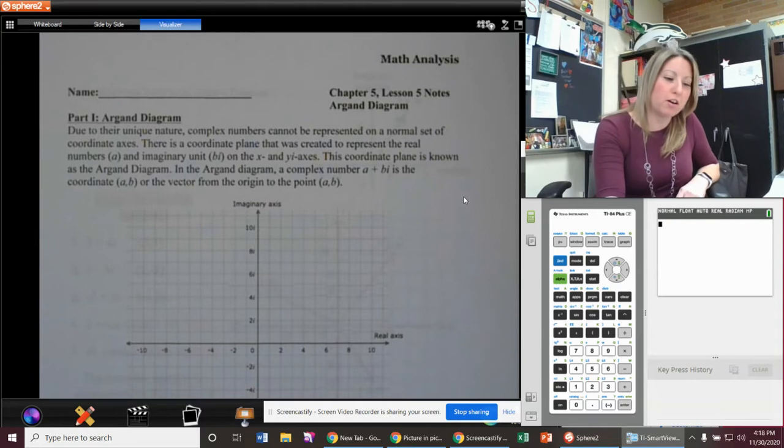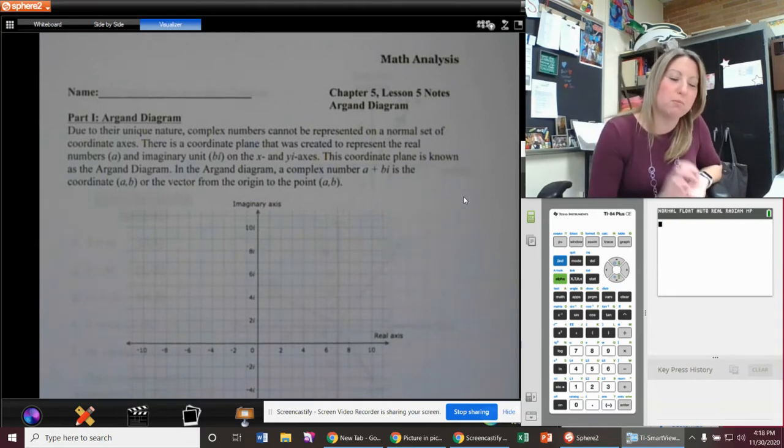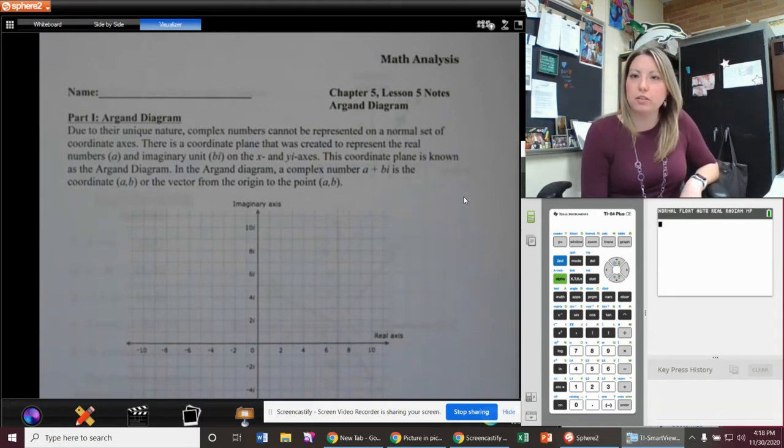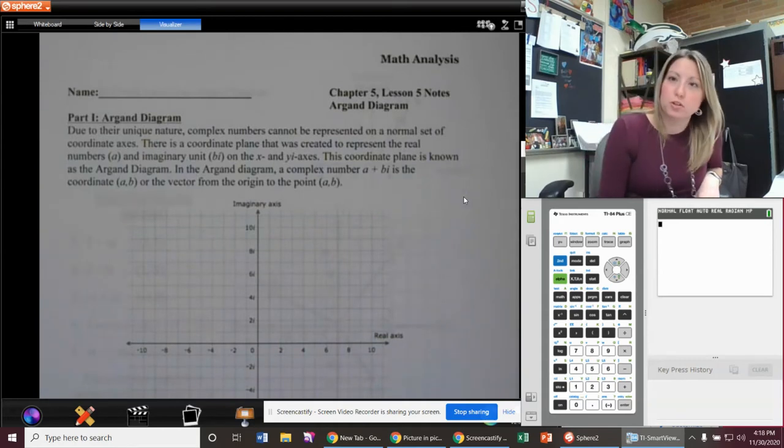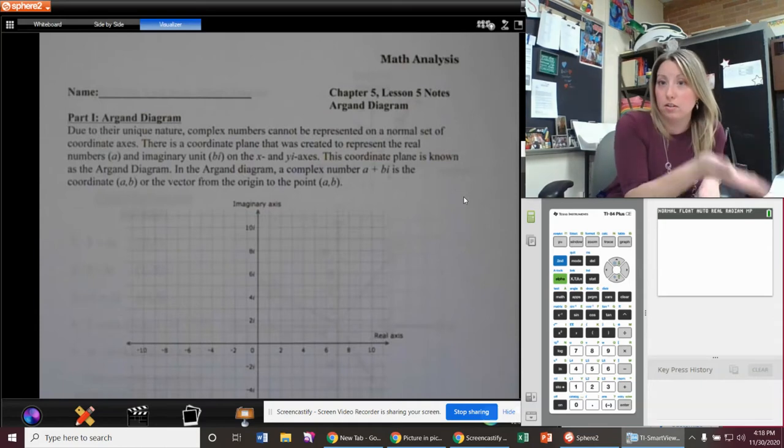Today, all about the Argand diagram, because when it comes to math, we either name things after the thing that they are doing or the person who started doing it first. Argand.